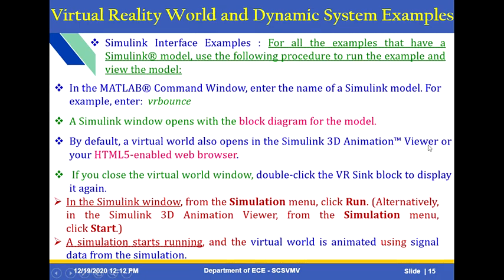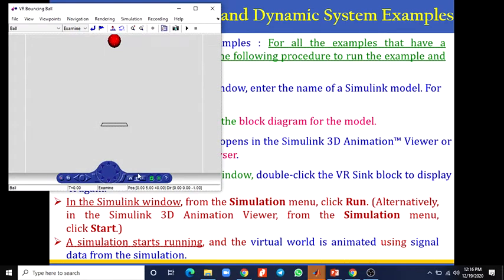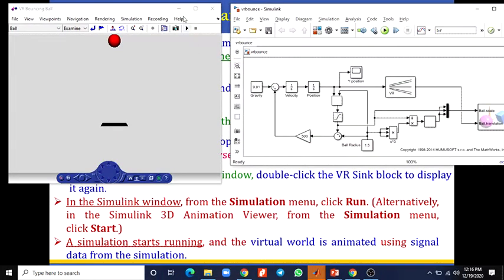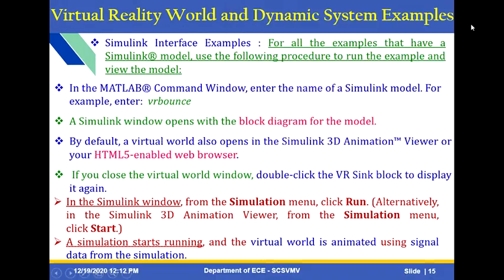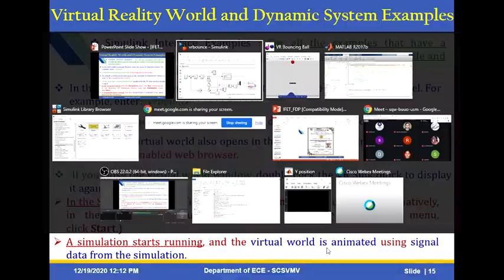This is the 3D animation viewer, which is HTML5 based if I enable the web browser. If you close the virtual world window, double click your VR sync block to display it again. Then in the Simulink window, in simulation, click run. You will get the virtual world animated view.